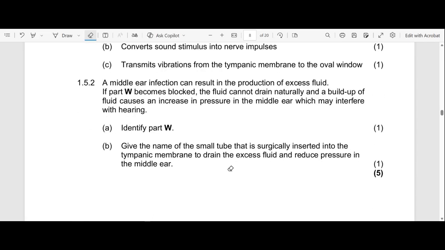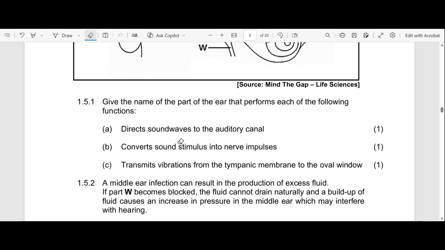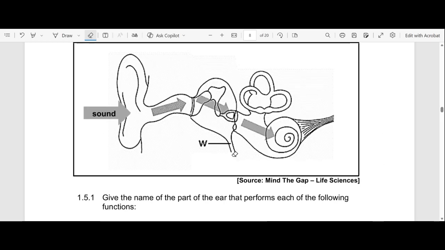Now let's go to the next one. 1.5.2. A middle ear infection can result in the production of excess fluid. If part W becomes blocked, the fluid cannot drain naturally, and a buildup of fluid causes an increase in pressure in the middle ear, which may interfere with hearing. Identify part W. So part W is the Eustachian tube.